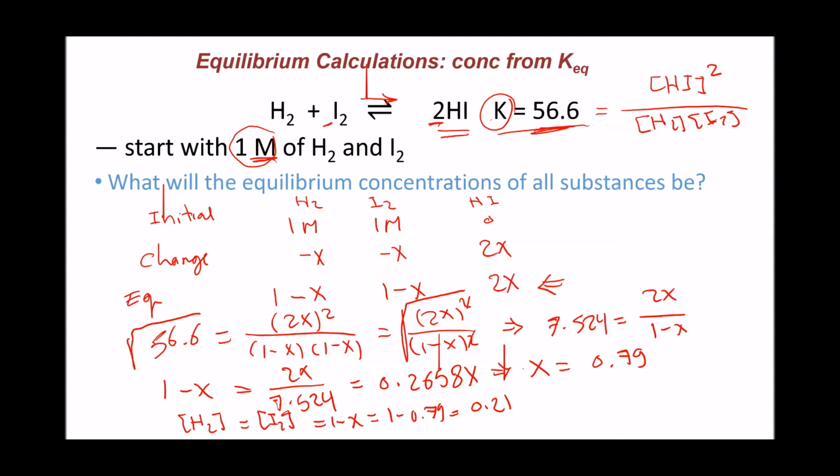So the concentration of HI is going to be 2 times x, which is going to be 1.58. These are the equilibrium concentrations for different species in the reaction.